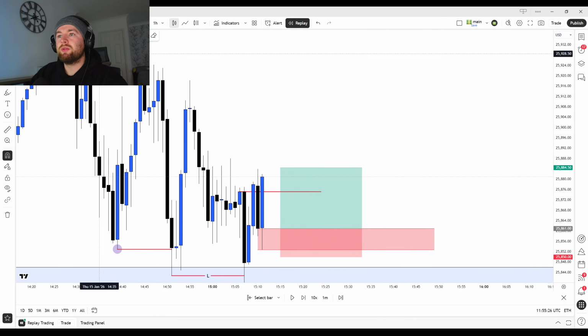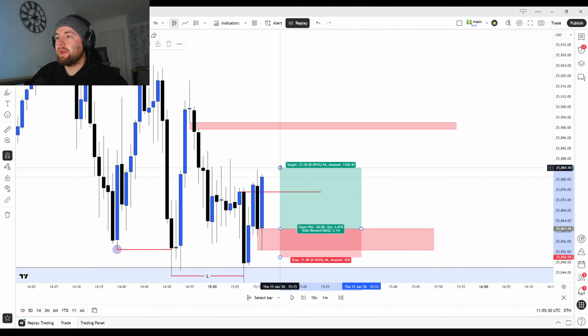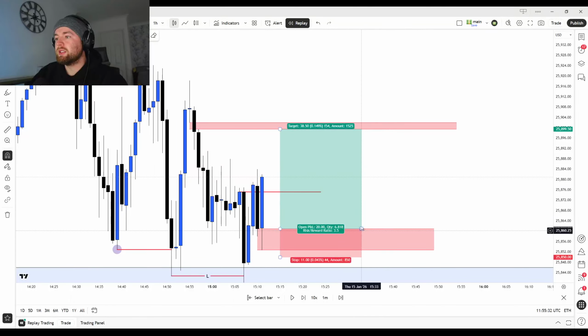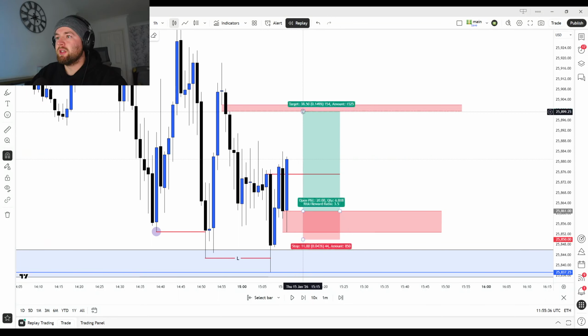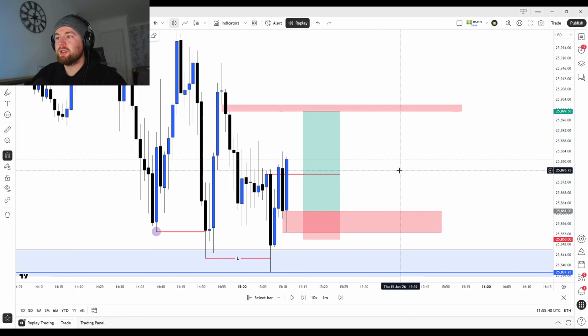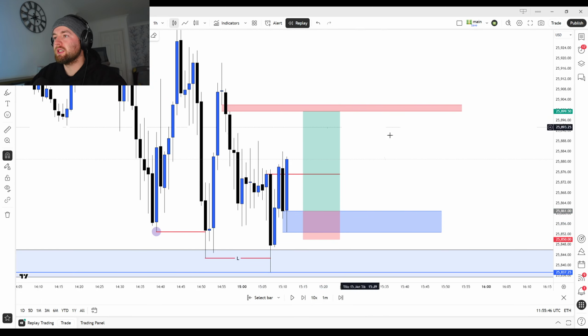And then we've got this fair value gap sitting here. That is where you are going to set your targets for a 1 to 3.5. Earlier on in the video, I said I targeted this. That was wrong. I did take this trade a few days ago, so I've kind of forgotten where I placed my target, but I know I would have targeted here, and I remember it now.